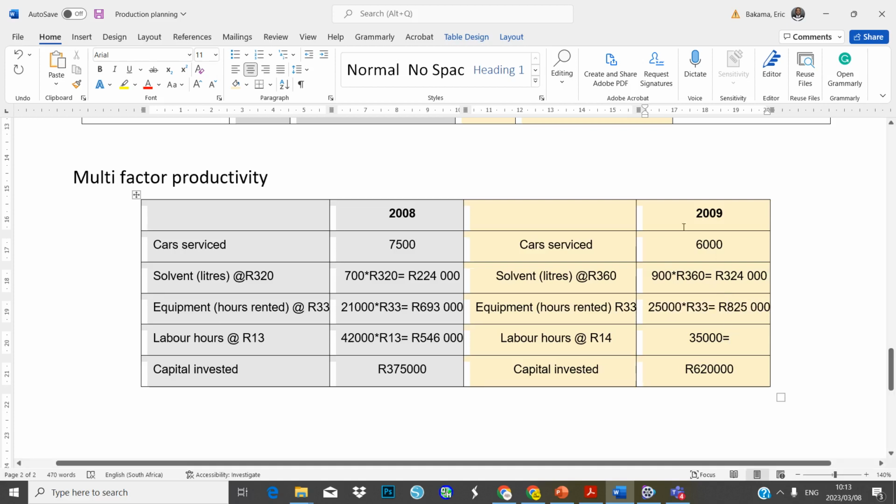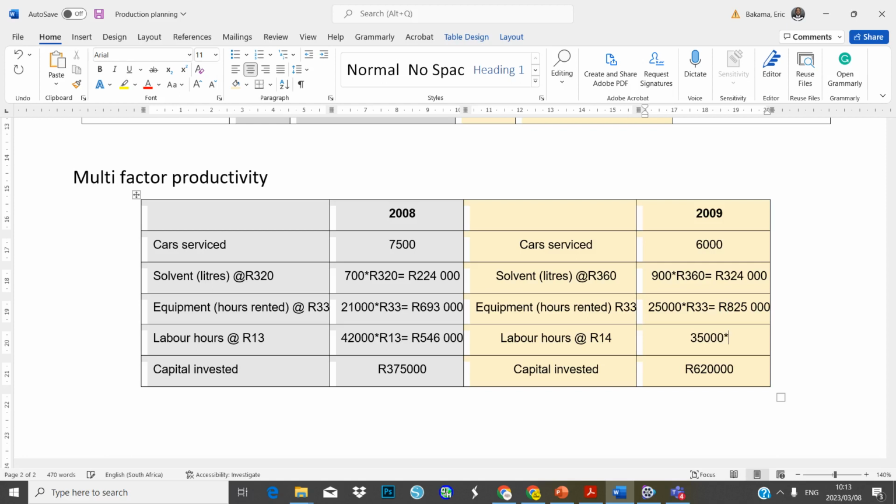Then as we go down here in terms of the labor hours, the company has been paying 14 rand, which is actually a major increase compared to 2018. It was 35,000 times 14 per hour, which gives us a value of 490, if I'm not mistaken, 490,000. So you take the 35,000. These are the number of hours that were spent. You multiply by how much we pay per hour, then you get that value.